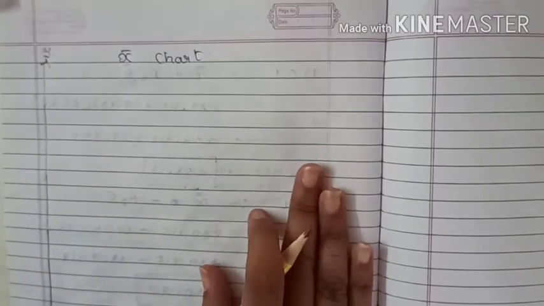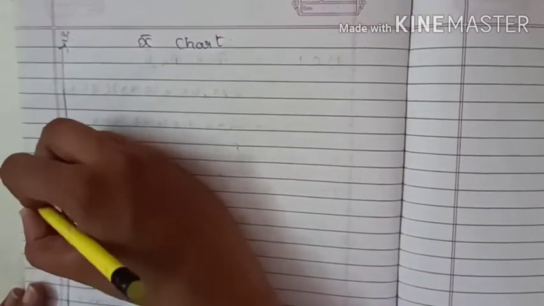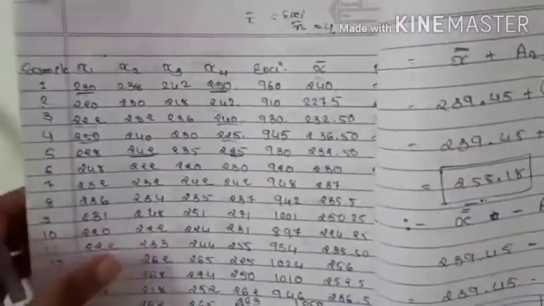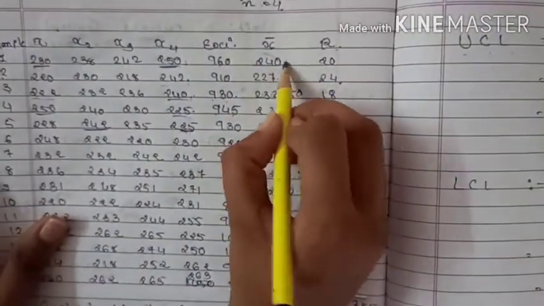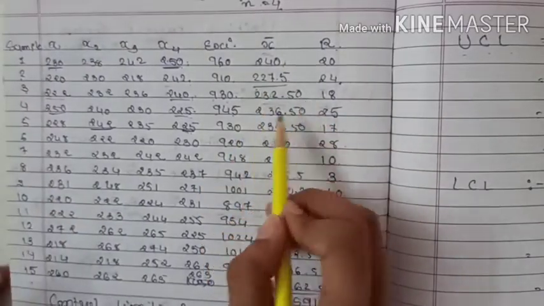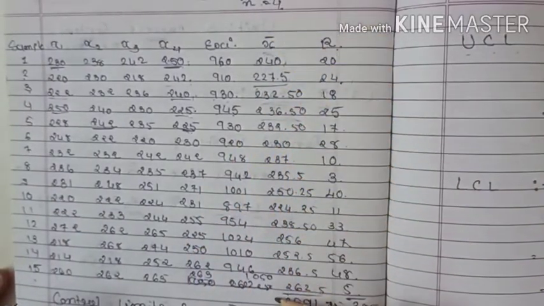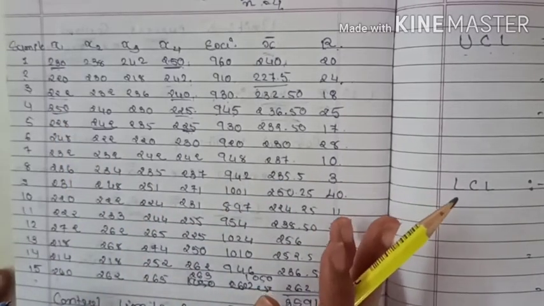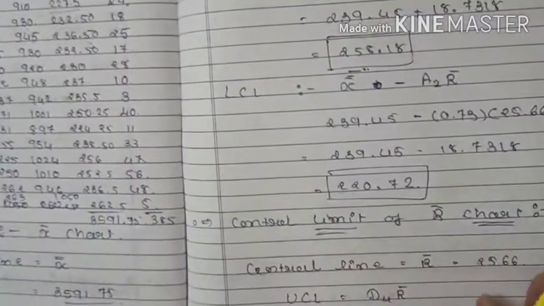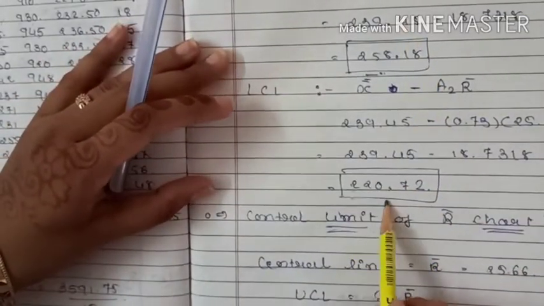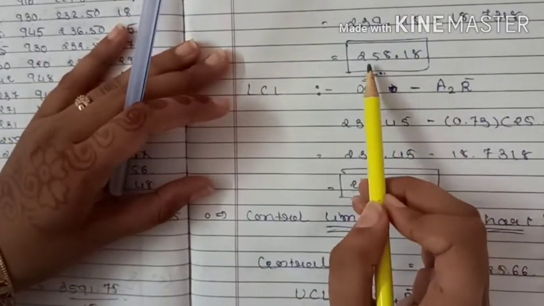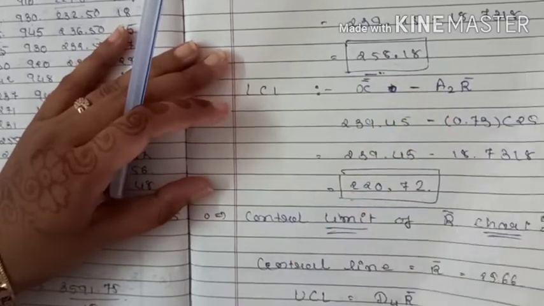There is a format of the X bar chart. On the X axis we take the samples, and on the Y axis we are taking the value of X bar. Which value of the X bar? The whole range of the X bar: 240, 227, 232, 236. This range we are putting on the chart. For the X bar chart, the lower limit is 220, right? And the upper limit is 258.